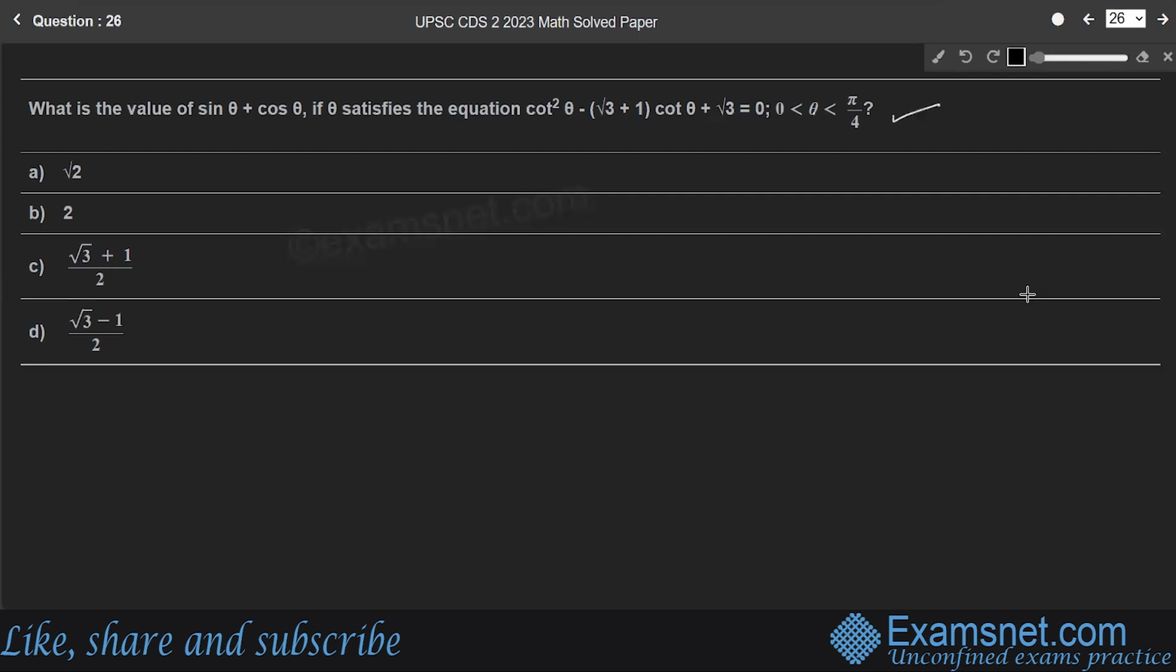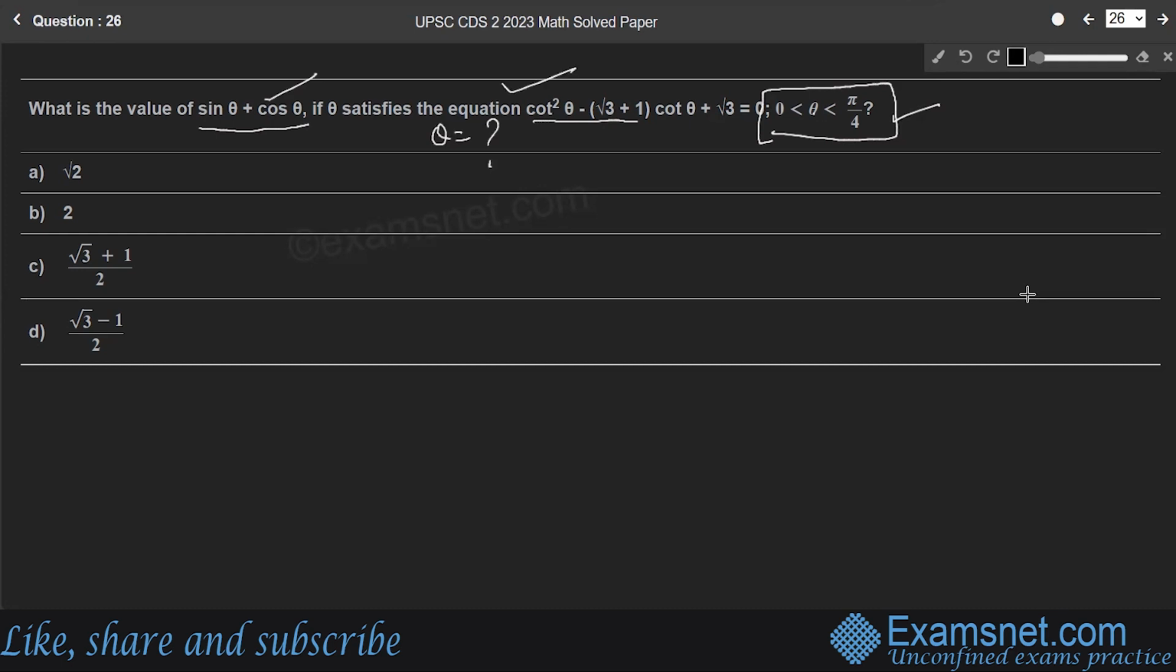Question 26. What is the value of sine theta plus cos theta if theta satisfies the equation cot square theta minus root 3 plus 1 into cot theta plus root 3 is equal to 0, where theta lies between 0 and pi by 4? Students, here to find the value of sine theta plus cos theta, we need to know the value of theta, such that it should satisfy the given equation.